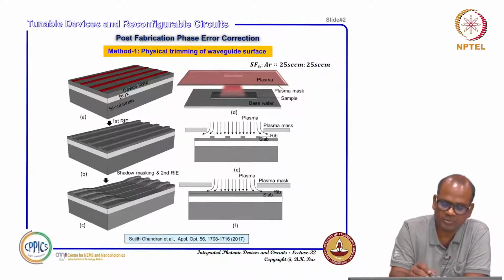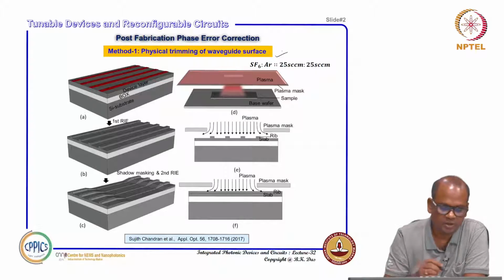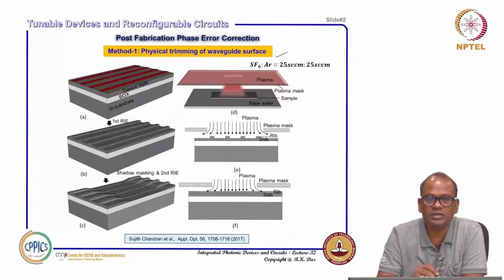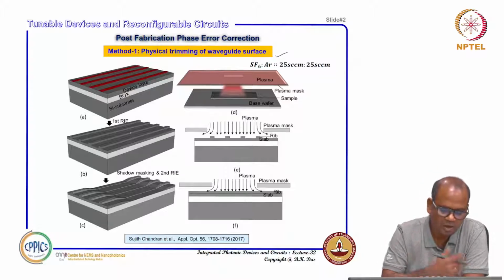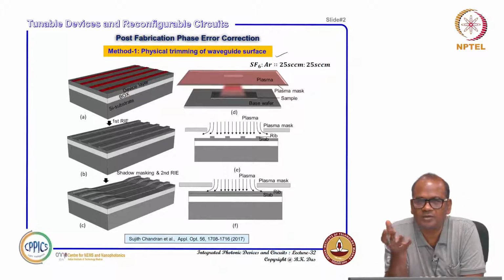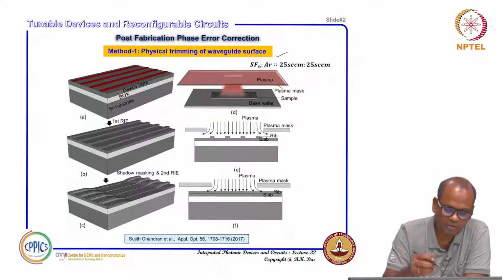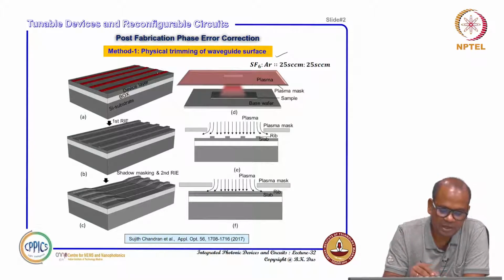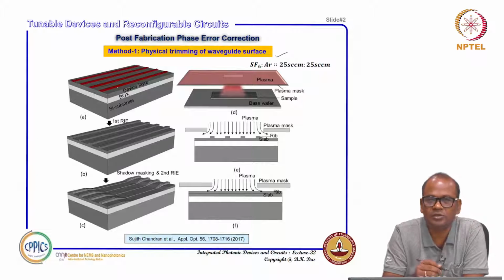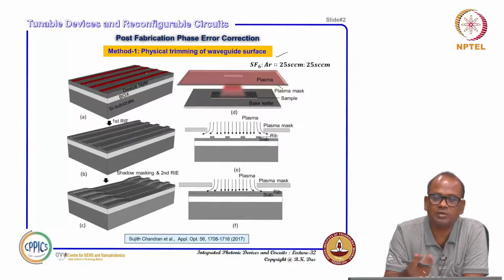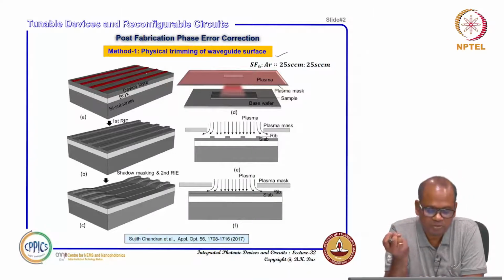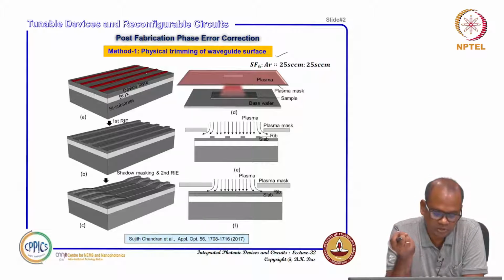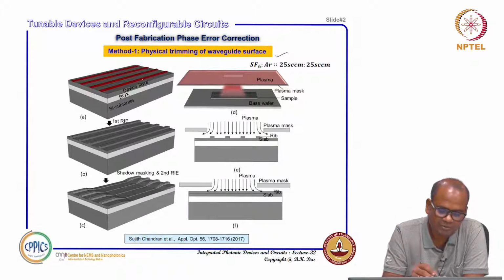So first, method 1: physical trimming of the waveguide surface. First I will explain in the simplest way how one can get a simple waveguide, as an example instead of a device. These red regions are the mask layer, used to define the waveguide. The mask is some kind of resist, photoresist or e-beam resist, and that particular region, the device layer, will be protected.